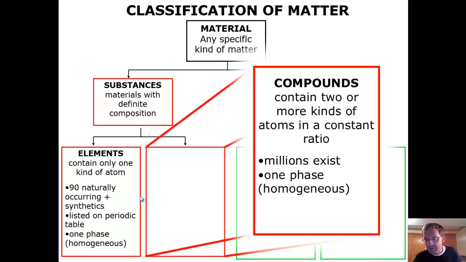Salt's the same color throughout. If you pour it into your measuring cup or something from your kitchen cabinet, or if you pour sodium chloride out in a lab in class, it looks the same throughout. So that makes it homogeneous, one phase.